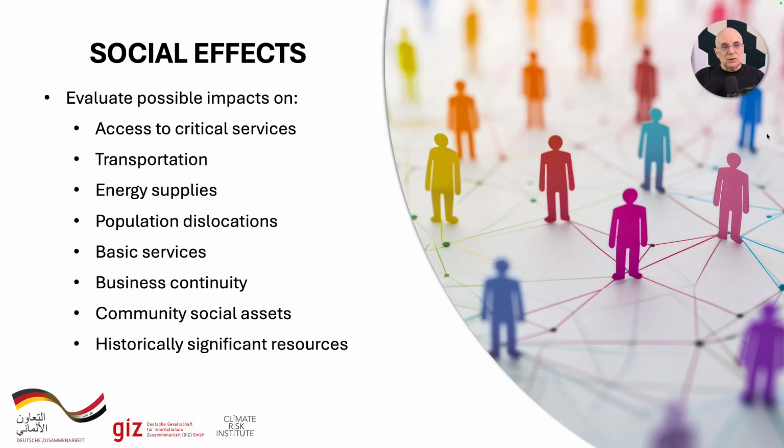And we need to consider social effects, evaluating possible impacts on access to critical services, transportation, energy supplies, potential population dislocations during an event. What are the basic services we absolutely have to provide? Considerations of business continuity, community and social assets, and historically significant resources, which may have a different risk profile than other systems.